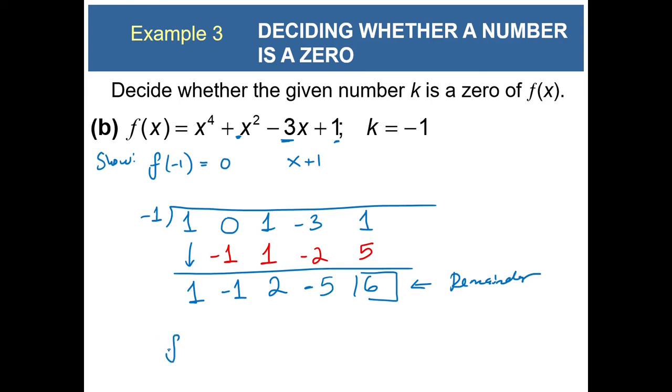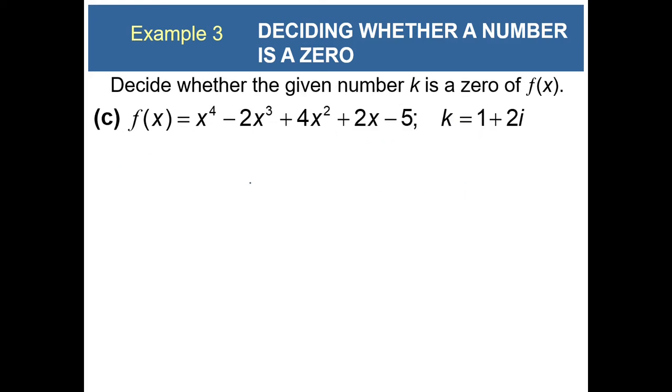So we know from the remainder theorem f of negative 1 is equal to 6. And therefore, we have that k equals negative 1 cannot be a 0, because it does not cause our function to be equal to 0.